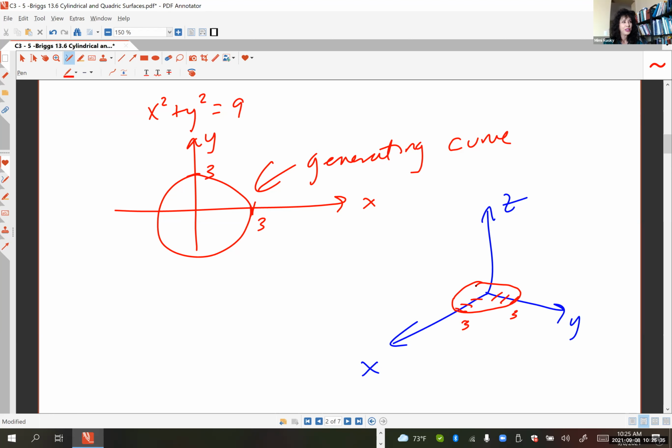I had a student a few years ago who said, well, instead of whoosh, you should be saying the word extrude. And I said, well, okay, you're right. I'll extrude the circle in the direction parallel to the missing variable's axis. So I'm whooshing this in the direction of the z-axis, and then I get the cylindrical surface, and I'm done. And I do have a cylinder.